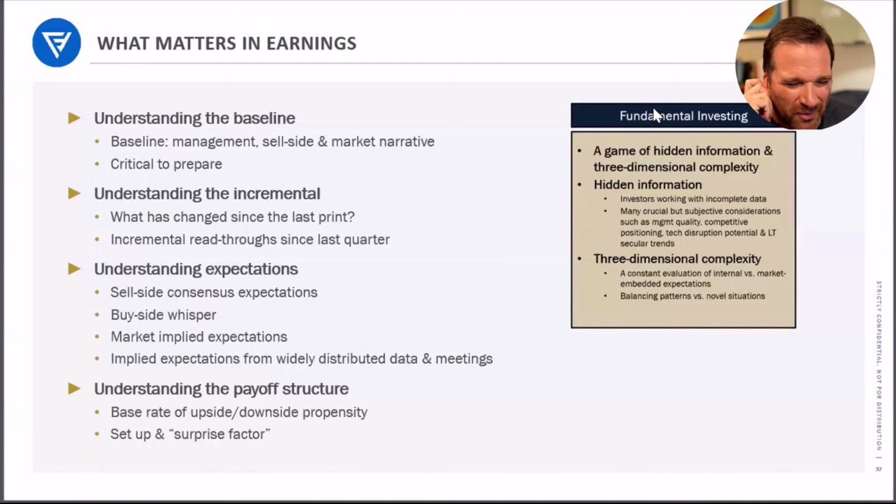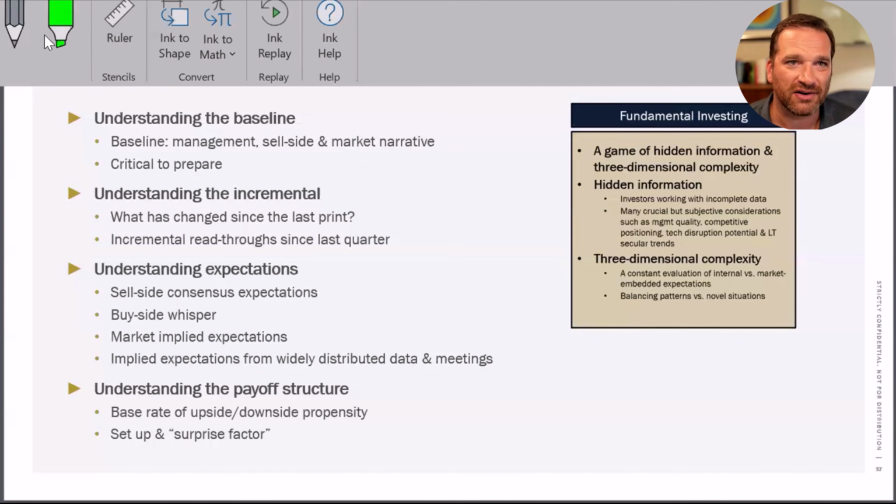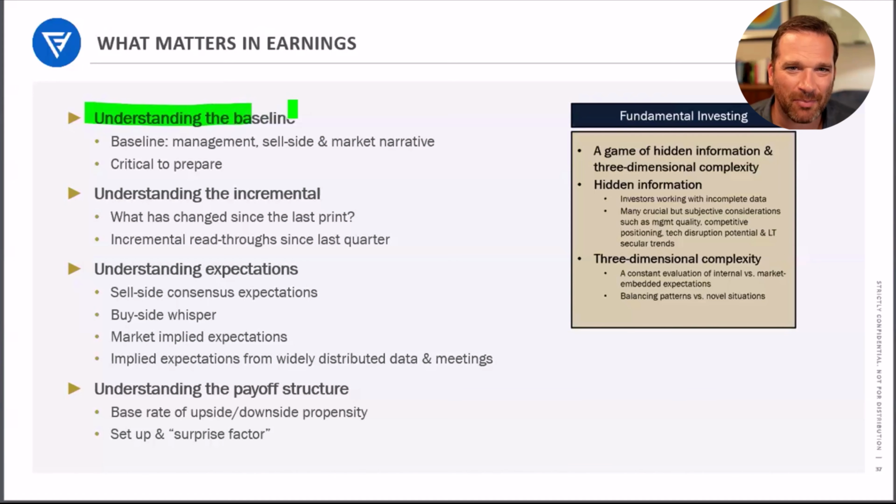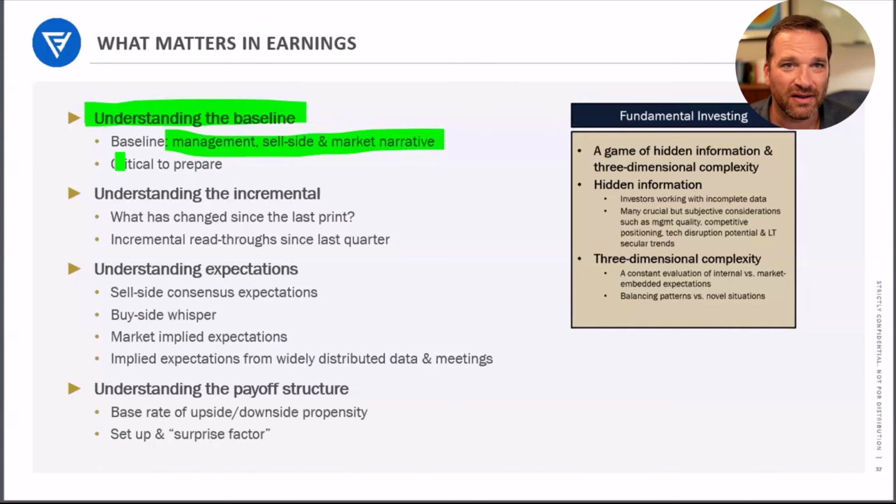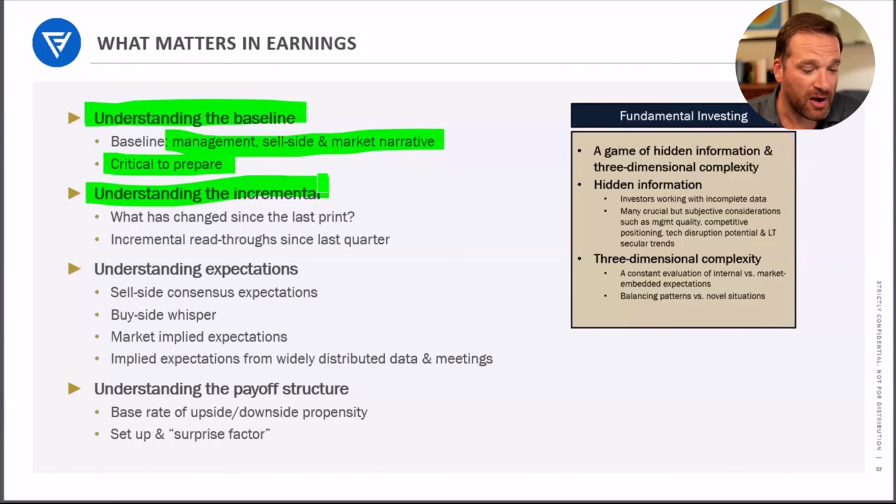And ultimately, what is deterministic in earnings, to me, is four things to understand. One is to understand the baseline of what's happening going into earnings. Where is the baseline set? Where are expectations set? What is management, sell side, and market narrative? It's critical to prepare so you can identify those deviations. You want to understand the incremental. And this is where the inter-quarter work matters so much. A lot of the framework, certainly in the multi-managers and thinking about earnings, is what happened last print, what happened between the prints, and how will what happened between the prints influence what happens on the next print.